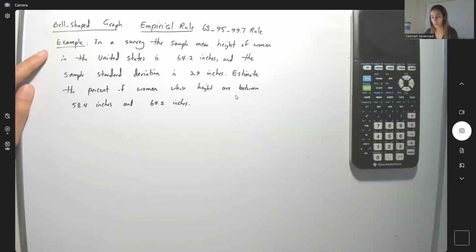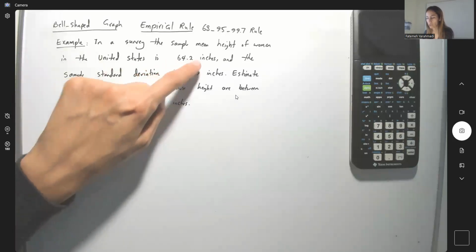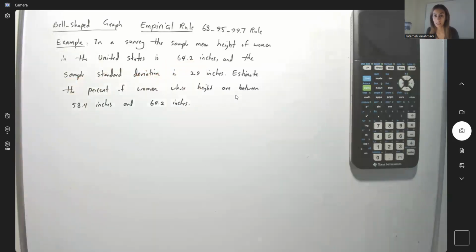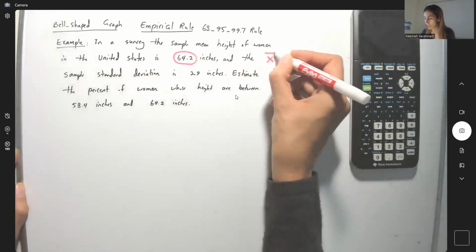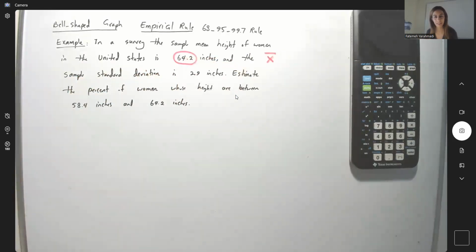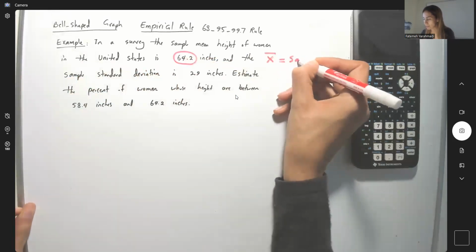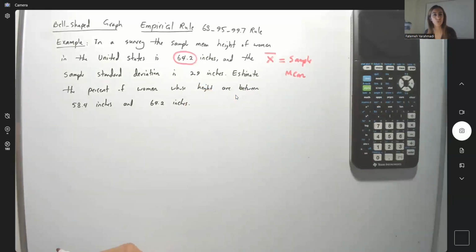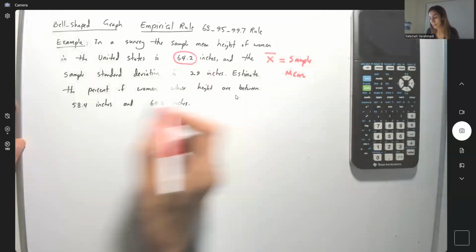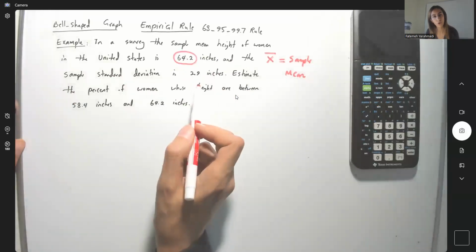So in this example, we have the following scenario. It says, in a survey, the sample mean height of women in the United States is 64.2 inches. I'm going to stop. Since you have a number, you need to identify that number. This number is x bar, the sample mean. The mean of the sample mean is 64.2 inches.